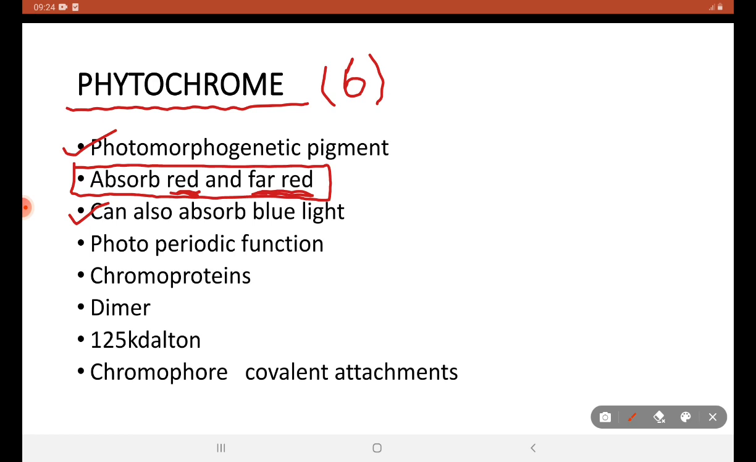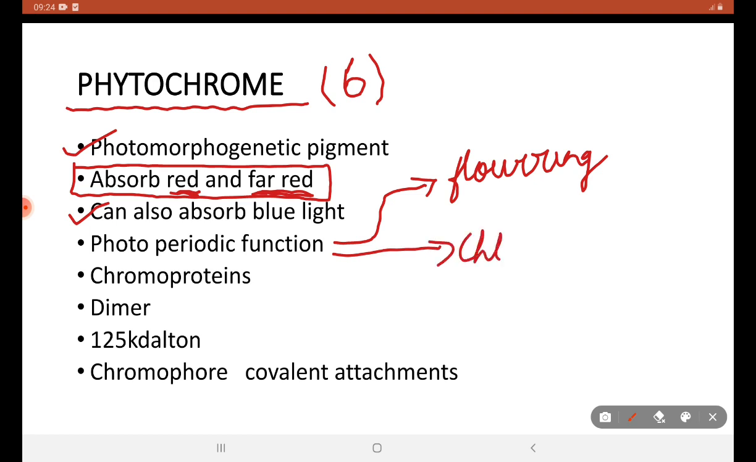It exhibits photoperiodic function. What are photoperiodic functions? Photoperiodic functions include induction of flowering, chloroplast development, leaf senescence, leaf abscission, and seed germination. These are photoperiodic functions. They have chromoproteins.